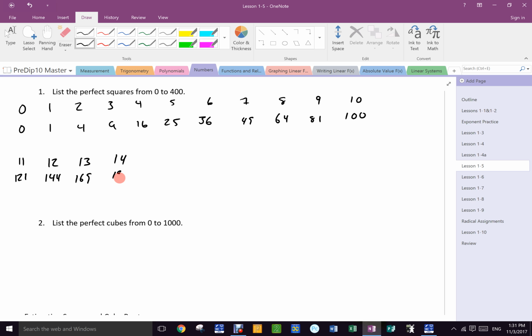And then for perfect cubes, you can go all the way up to the cube root of 1,000. What's the cube root of 736? Go. By the end of this unit, you'll be able to do that.